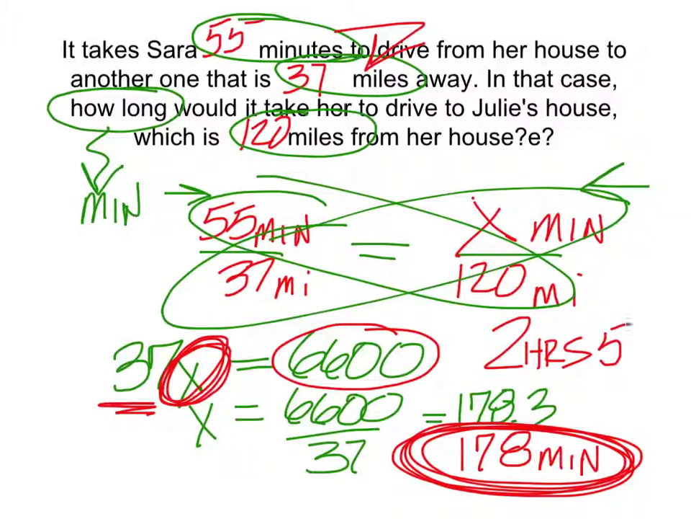58 minutes, yeah. You could have also done this in reverse. 3 hours is how many minutes? 180. Yeah, 180 minutes is 3 hours, so you know you're at 178, which is 2 minutes short, so 2 hours and 58 minutes. Either way, that's the answer.